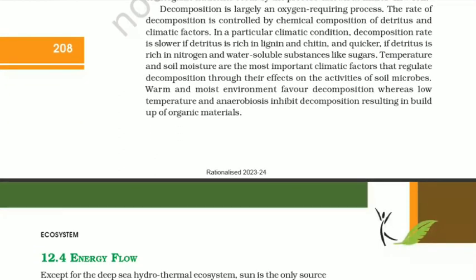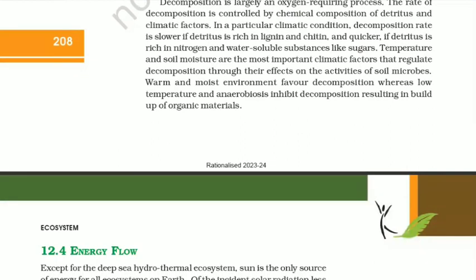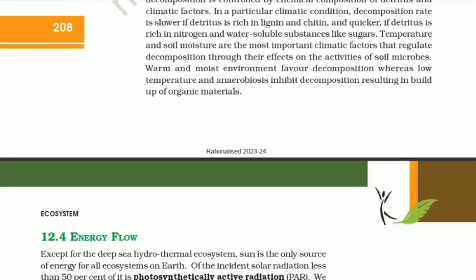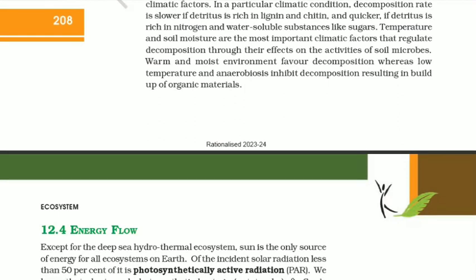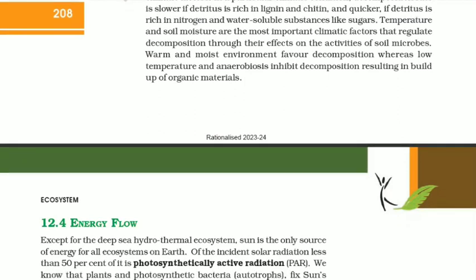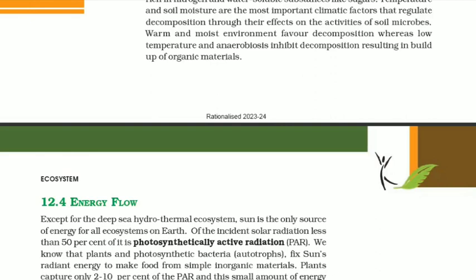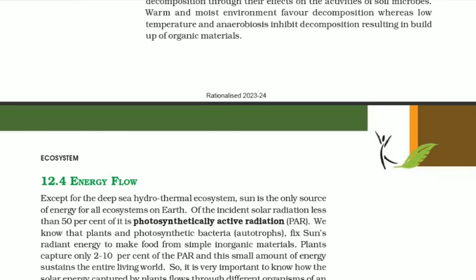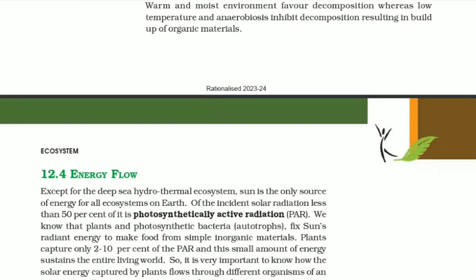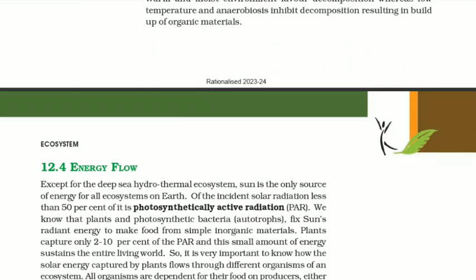Decomposition is largely an oxygen requiring process. The rate of decomposition is controlled by chemical composition of detritus and climatic factors. In a particular climatic condition, decomposition rate is slower if detritus is rich in lignin and chitin, and quicker if detritus is rich in nitrogen and water soluble substances like sugars. Temperature and soil moisture are the most important climatic factors that regulate decomposition through their effects on the activities of soil microbes. Warm and moist environment favor decomposition, whereas low temperature and anaerobiosis inhibit decomposition, resulting in buildup of organic materials.